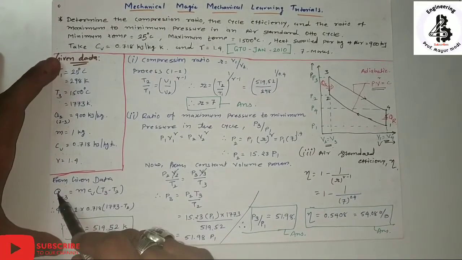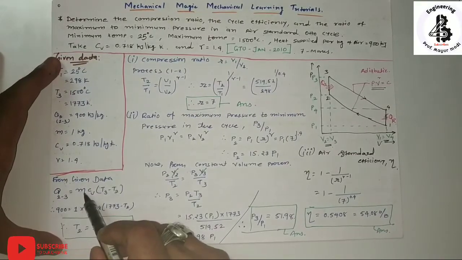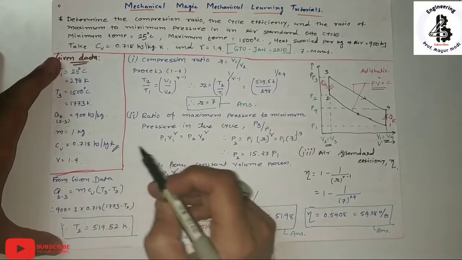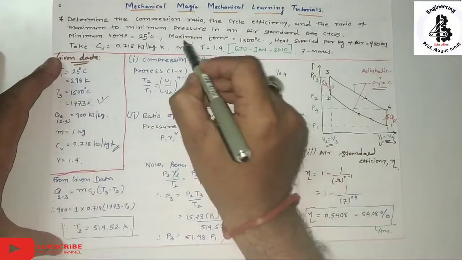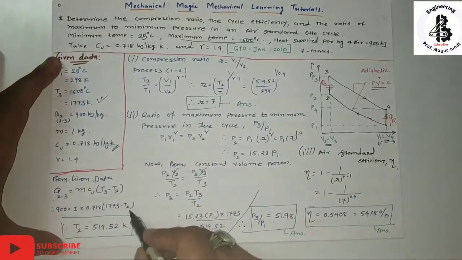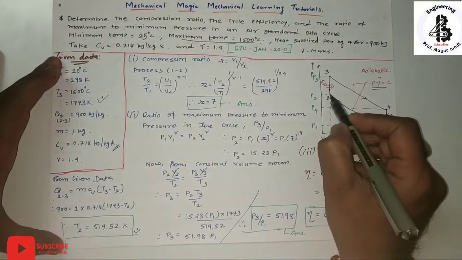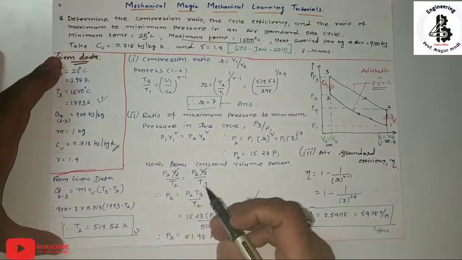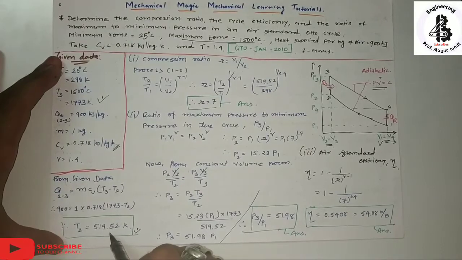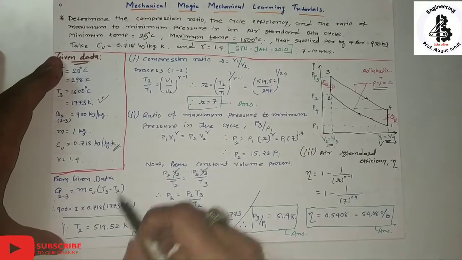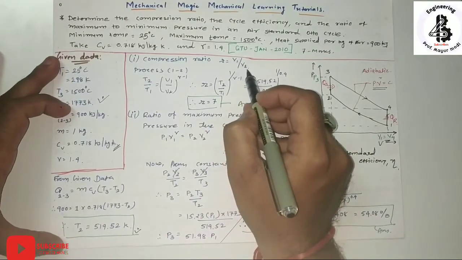Just put the value of Q 2 to 3, that is 900, 1 kg of mass, the value of CV from here, T3 the maximum temperature given to you, and T2. So you will find the temperature of the second point, the end of the adiabatic compression process. So T2 equals 519.52.